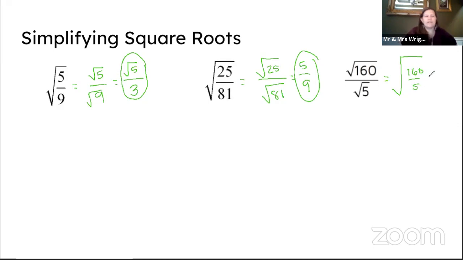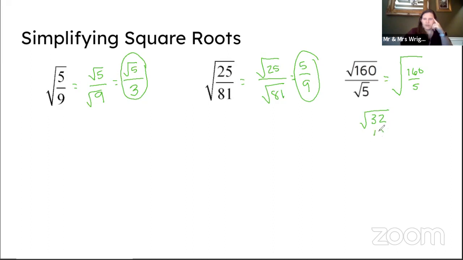160 divided by 5 is actually 32. So I'm going to write this right here. Can't forget my radical. Radical 160 divided by 5, which is 32. So it's radical 32. Well, I don't remember 32 being any of those perfect squares.